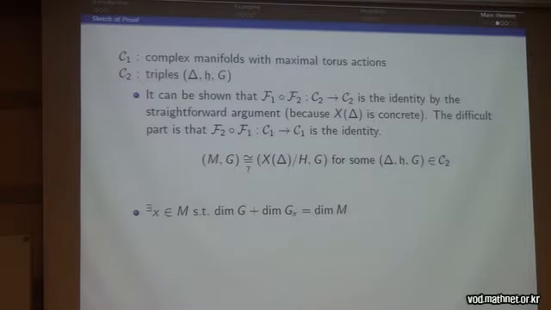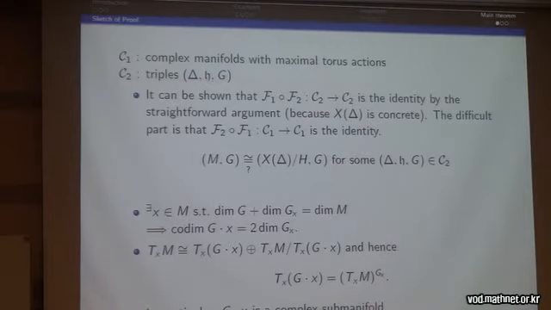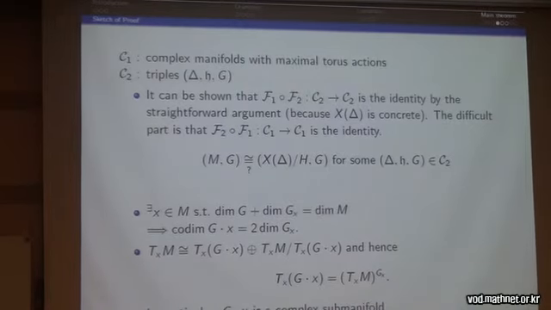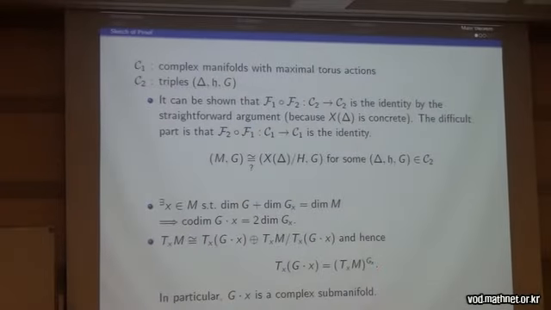By the definition of maximal torus action, there exists a point such that the dimension of the compact torus plus the dimension of the isotropy subgroup is equal to the dimension of the whole manifold. And we can obtain the following equality: the codimension of the orbit is exactly 2 times the dimension of the isotropy subgroup. As I said at the beginning of this talk, the tangent space can be decomposed into subspaces, and using this equality, we have that the subspace tangent to the orbit is exactly the subspace fixed by the isotropy subgroup.